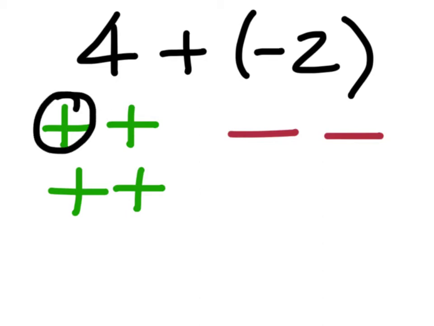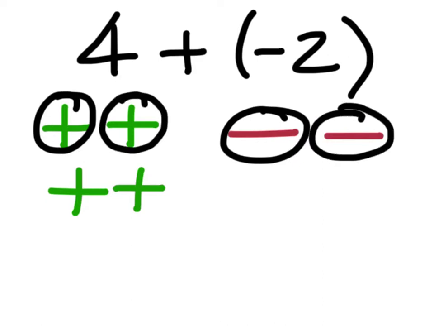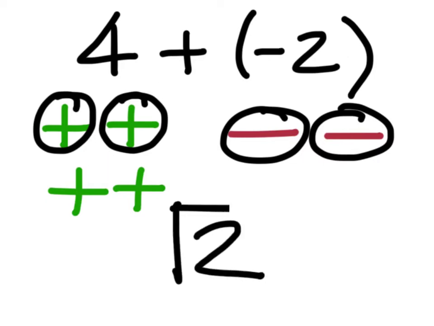For every positive sign here, you're going to match it up with a negative sign. Can I match any more signs? So what's left over? How many positive signs do I have left over? 2. I have 2 positives left over, so that's the answer, positive 2.